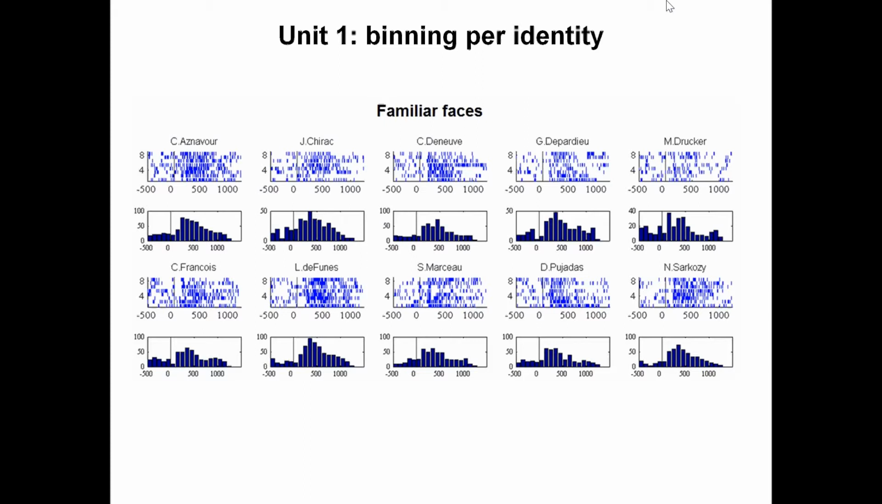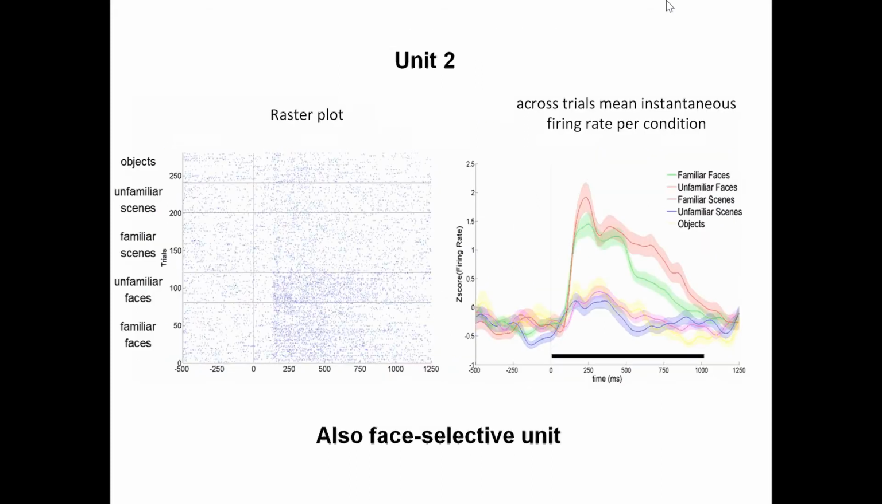But strikingly, what we see here is that the neurons responded to all faces, to most images, so there was no selectivity for specific identity. This is in contrast to the hippocampus. So the increase was not specific per identity, but for faces in general.